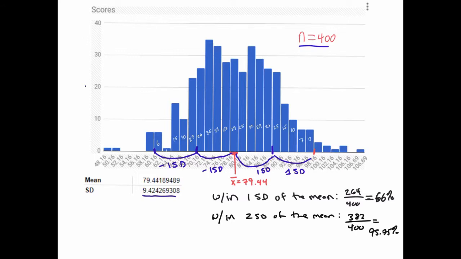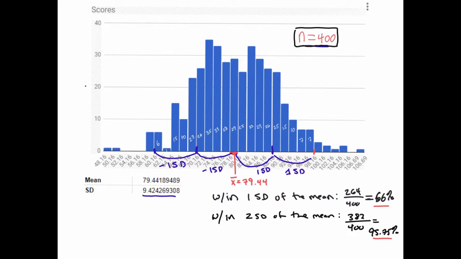That's the first thing. The second thing is, as this gets bigger and bigger, we're going to see that these numbers, the 66% for instance, and the 95%, start to hone in on two very predictable values. So what we'll see is that in the normal model, in general, about 68% of the data values fall within 1 standard deviation of the mean. And within 2 standard deviations of the mean, it's about 95.75. That one's actually really close.